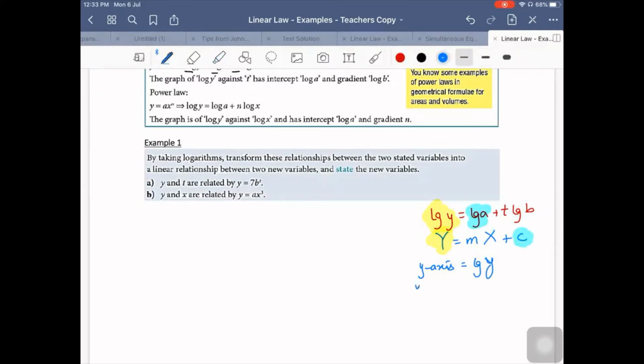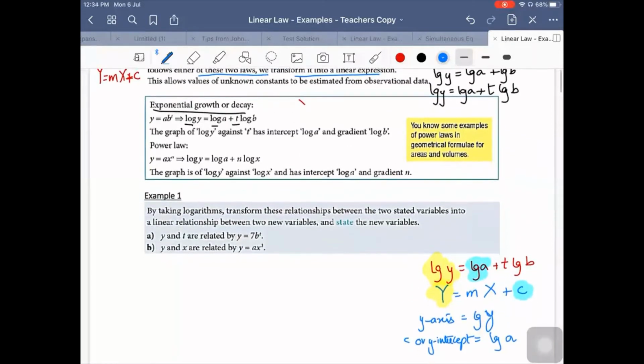मैं कहता हूँ y-intercept जो है, it's become what? It's become lg a. Okay. Then let's see what my variable was. यहाँ पे दो variables क्या थे?